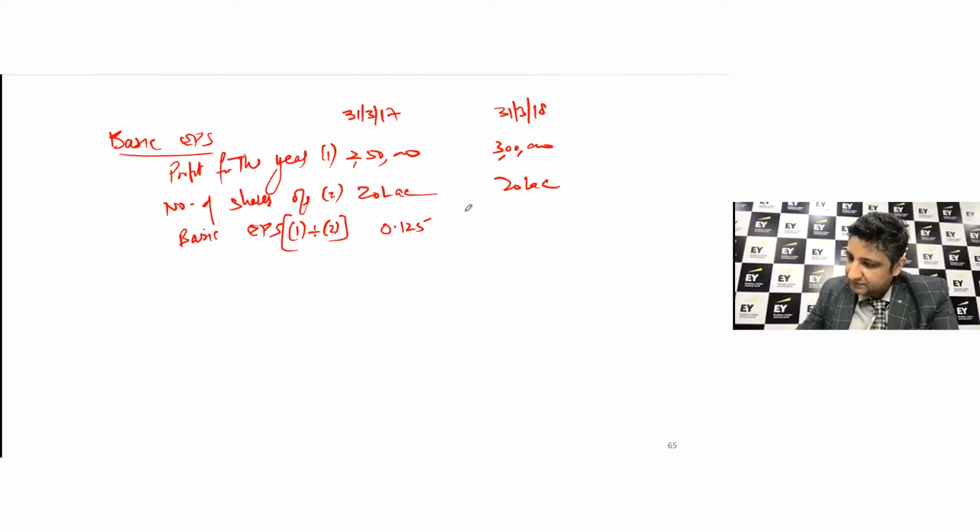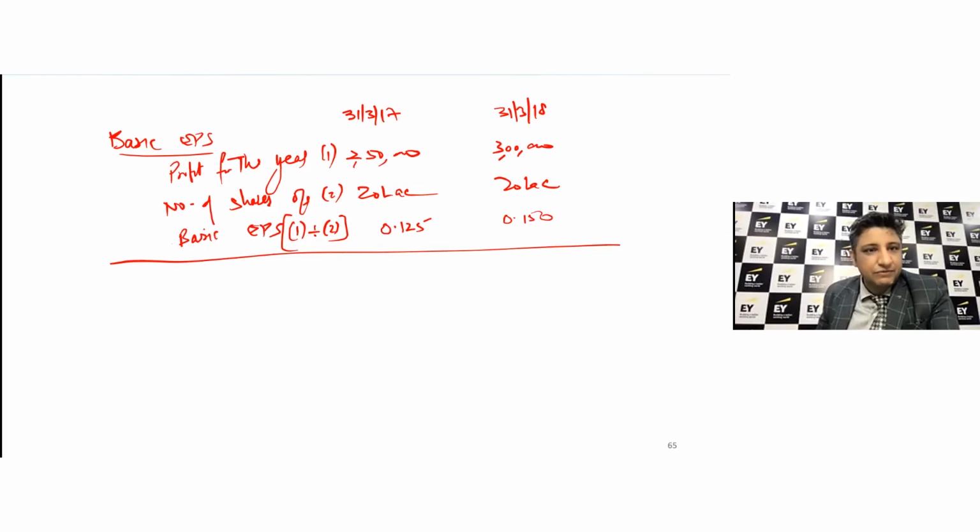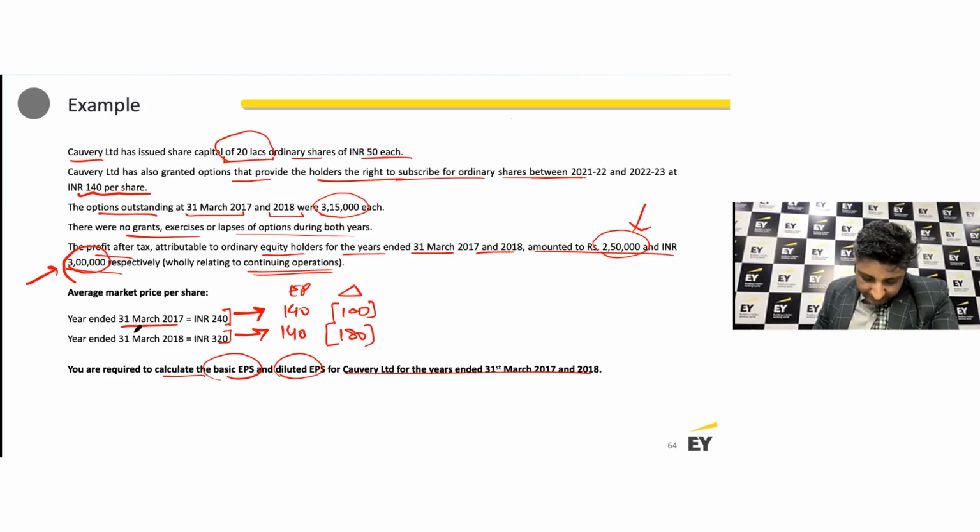So the next year, this becomes 0.150, right? That's the easy part of the discussion. The second part that we want to address is that for the year ended 31st of March 17, where the average price is 240 and the delta is 100, because you are offering to have the shares available to the subscribers at 140 rupees. So there's 100 rupees difference. Likewise, in the second year, the difference is 180, and the number of options outstanding during each of these years is 315,000.